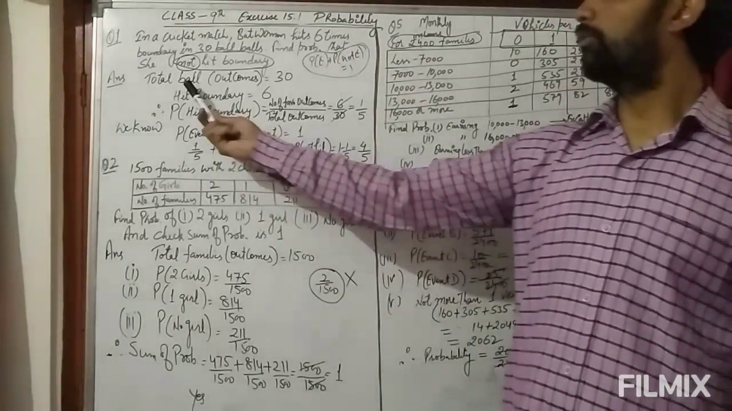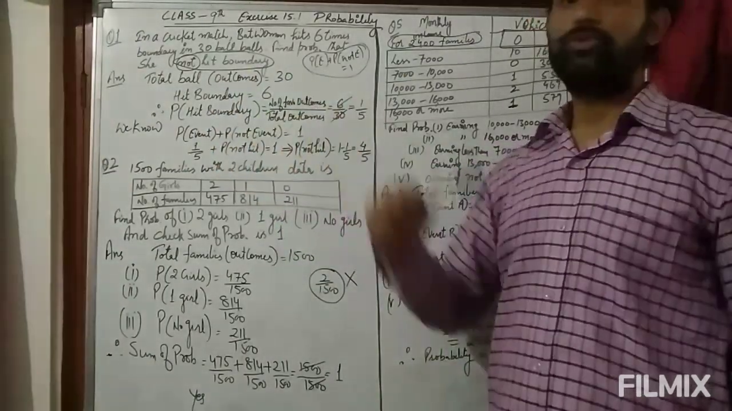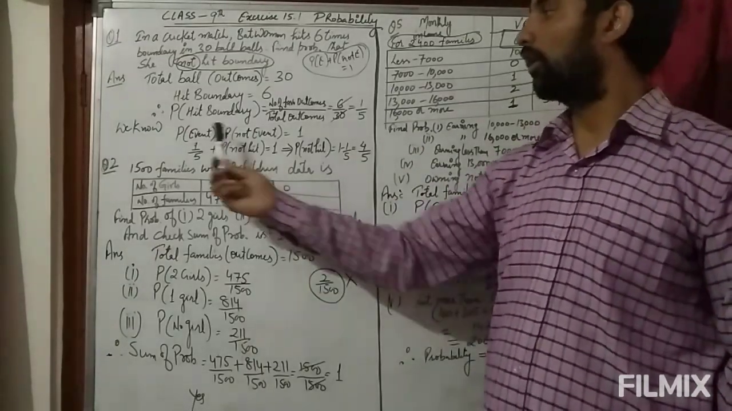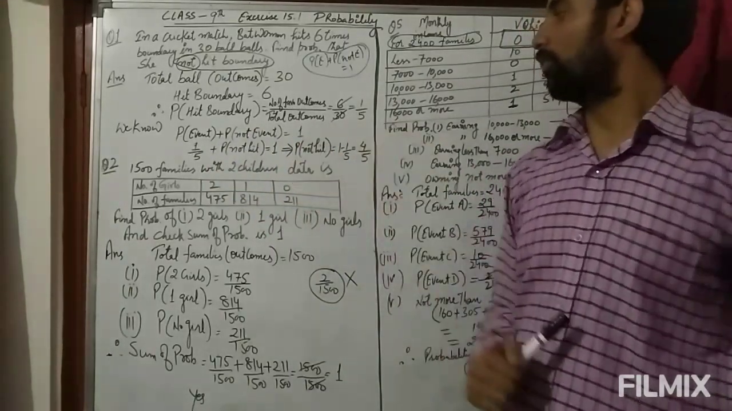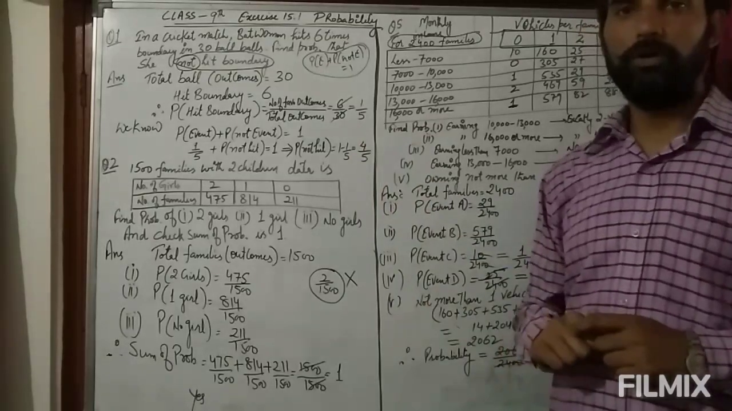So here the total balls are 30, that is the total outcomes. She hit the boundary 6 times. So what is the probability of hitting the boundary? Probability is the number of favorable outcomes divided by total outcomes. Favorable is 6 and total is 30. The answer is 1 upon 5.